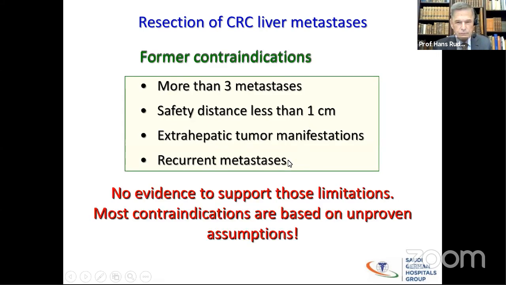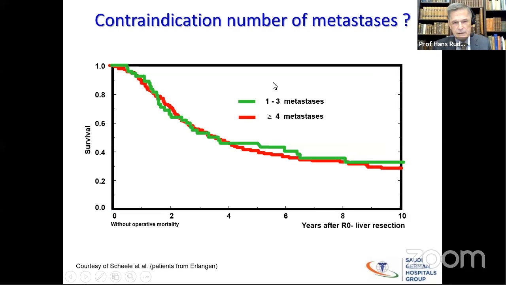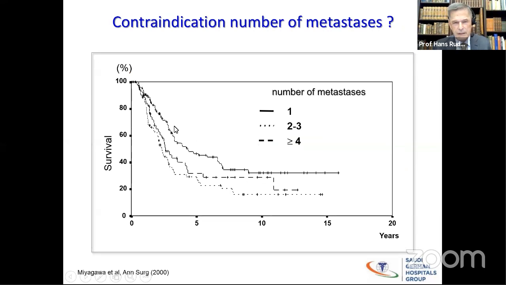Nothing of this is true, or not really true. There's no evidence to support the notion that this is a reason to exclude a patient from liver resection. In that trial, no difference between 1 to 3 or more than 3 metastases. In that trial, another one concerning the number of metastases, we see that patients with 4 or more metastases are at least as good as those with 2 to 3 metastases. Patients with a solitary metastasis are better than the others.